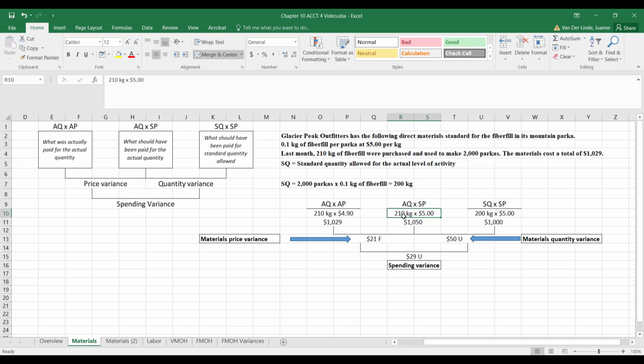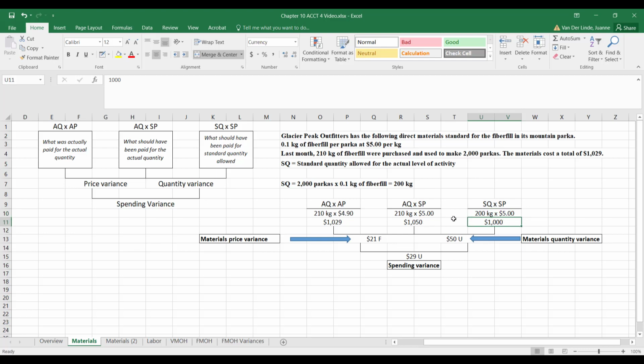So we actually used 210 kilograms where we should have used 200 kilograms. We found that SQ up above, right? Because remember, they said we should be using 0.1 kilograms of fiber fill per parka, and we made 2,000 of them. So that comes out to 200 kilograms of fiber fill that should have been used. So it looks like here we used 10 kilograms more than what we should have. So we're going to multiply those 210 kilograms by the standard price of $5 to get $1,050. And we're going to multiply the standard quantity of 200 kilograms times that standard price of $5 to get $1,000.